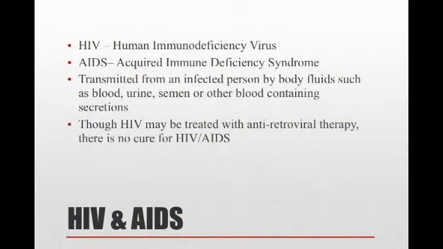HIV is human immunodeficiency virus, and AIDS, the disease that follows HIV, is acquired immune deficiency syndrome. HIV is transmitted from an infected person by bodily fluids such as blood, urine, semen, or other blood-containing secretions. Even though HIV may be treated with antiretroviral therapy, there is no cure for HIV or AIDS, so you don't want to get it.